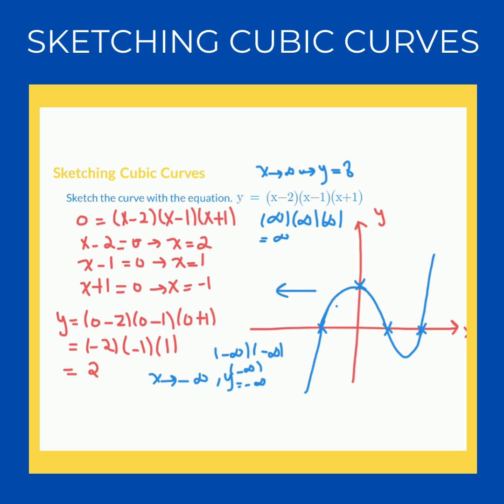So this is negative 1, this is 1, this is 2, and the y-intercept here is 2. So this is the sketch of the cubic curve y equals (x minus 2) times (x minus 1) times (x plus 1).